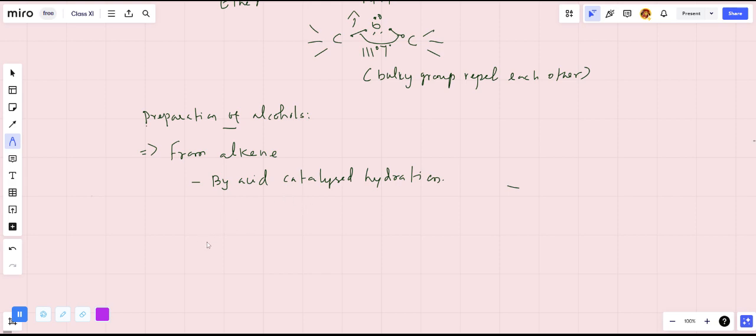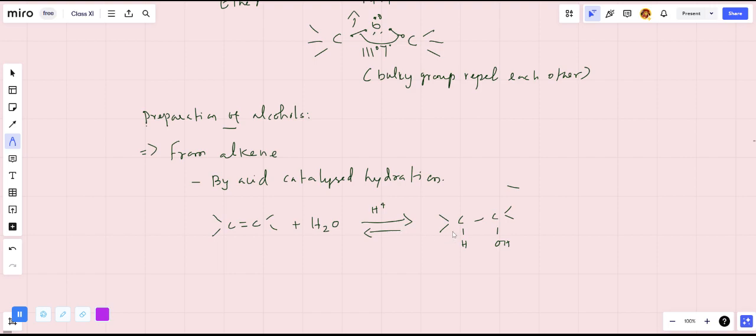Alkenes react with water in the presence of acid as a catalyst to form alcohols. If it is a symmetrical alkene, there will be no problem. So water, when it is treated with a symmetrical alkene in the presence of acid, we will get an alcohol. H attaches to one carbon and OH attaches to the other carbon. This reaction is a reversible one.